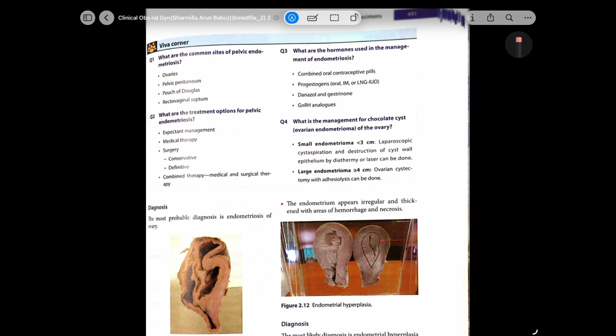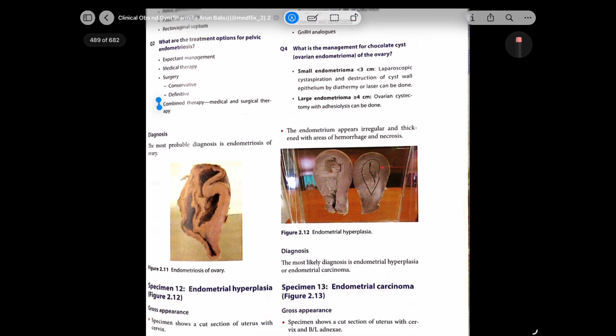What is the management of chocolate cyst? This is a chocolate cyst. If it is a small endometrioma, less than 3 centimeters, then laparoscopic cyst aspiration and destruction of the cyst wall epithelium by diathermy or laser can be done. If it is a large endometrioma, more than or equal to 4 centimeters, then ovarian cystectomy with adhesiolysis can be done. So the most probable diagnosis is endometriosis of the ovary.